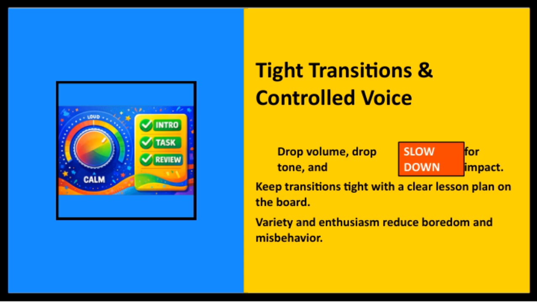Now, for maximum impact, I want you to slow down your delivery. Drop your volume and tone slightly. This draws attention to important points and helps students process the information better. Tight transitions and a controlled voice work hand in hand. They create a smooth, professional flow that keeps the class on track. So remember, use variety and enthusiasm, have a clear plan visible, and control your voice to make your classroom management more effective.